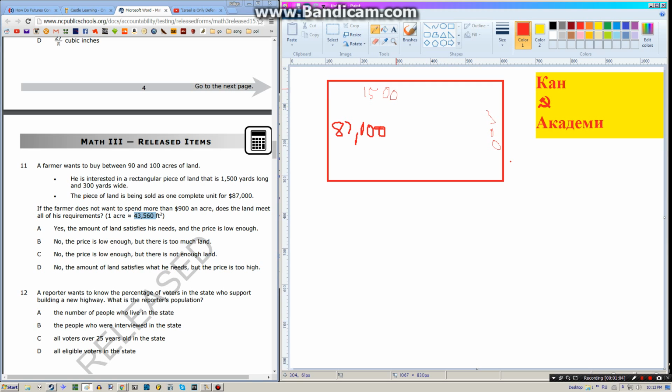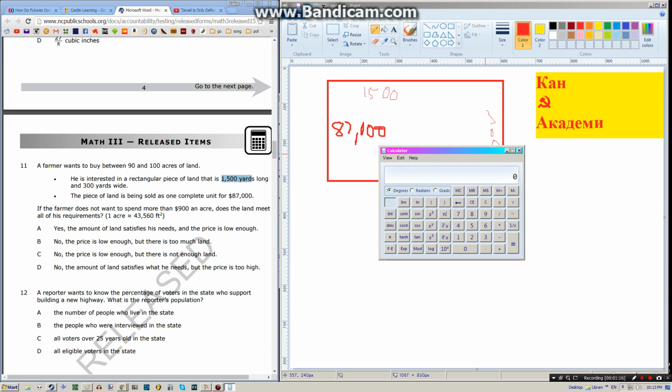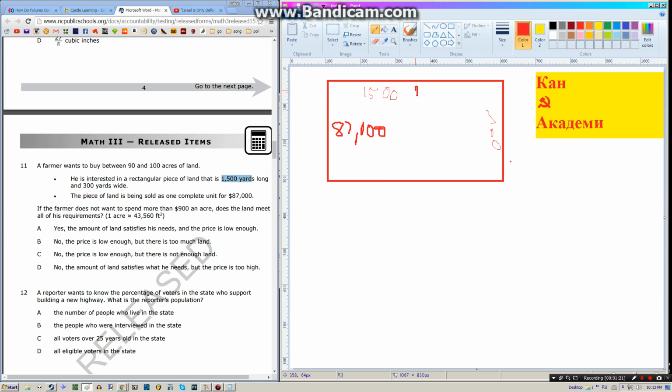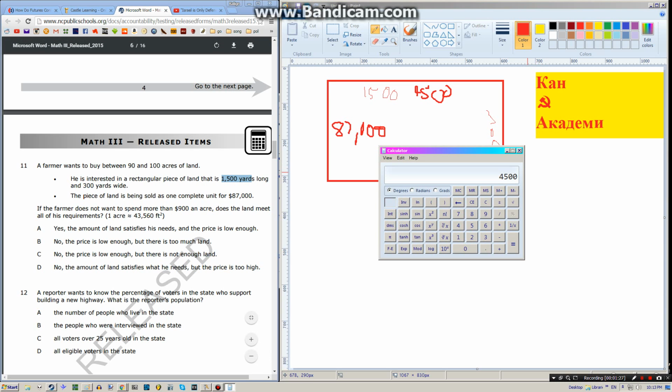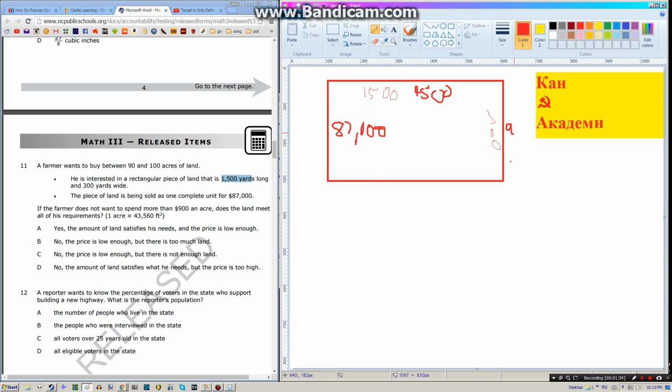The first thing to do is, this is in yards, 1,500 yards and 300 yards. So to get that into roughly feet, you're going to want to get your calculator up. 1,500 times 3, because there's 3 feet that go into a yard. Very roughly, though. It's like an eyeball estimate, if you know what I mean. So 300 times 3, which is 900. Just write that over here. So this is what we really got.